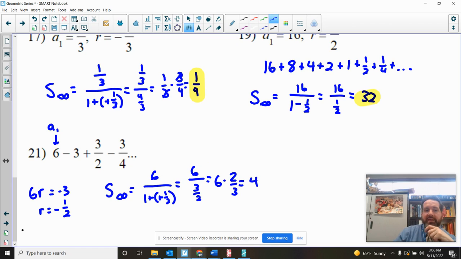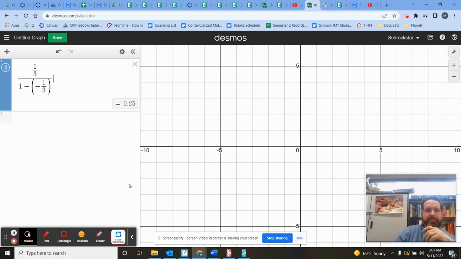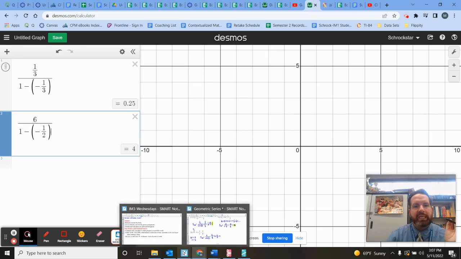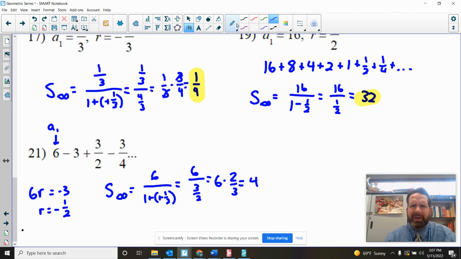Let's double check that then on a calculator. So we had 6 over 1 minus negative a half. We end up with a 4, and oh my goodness, it's like it works out super, super good, like it super, super should. Apologies for that. As soon as I said it, I wish I hadn't.